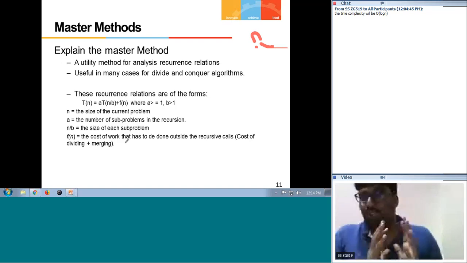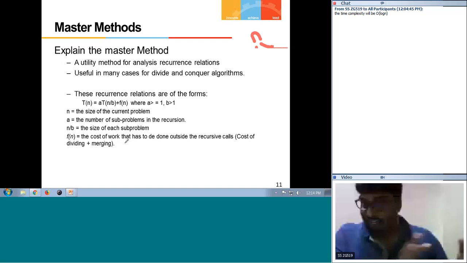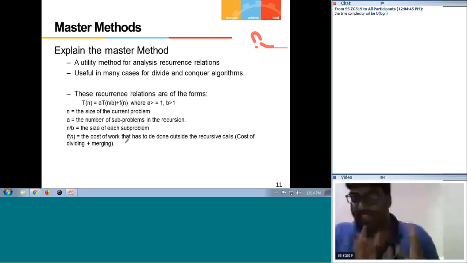Yeah, so you are clear. If you find an equation in this form, we'll do examples. I know it's not that easy. What is a subproblem?